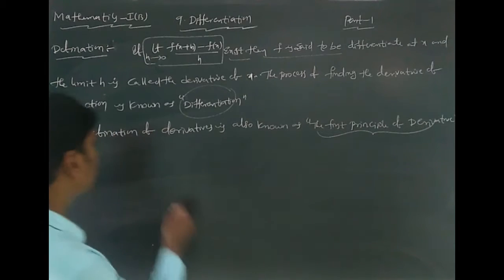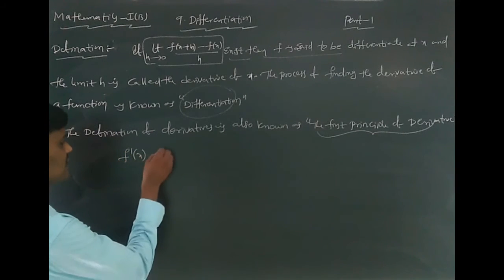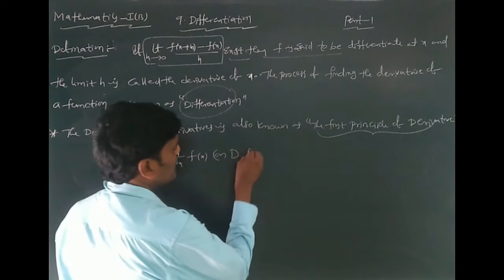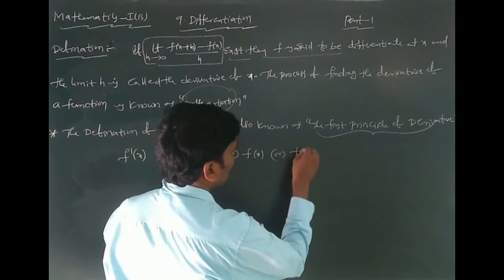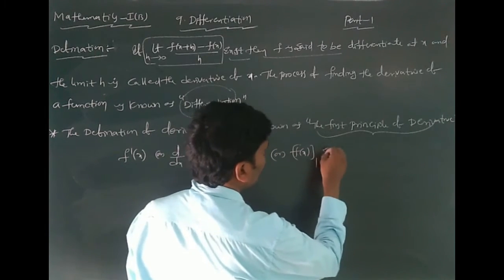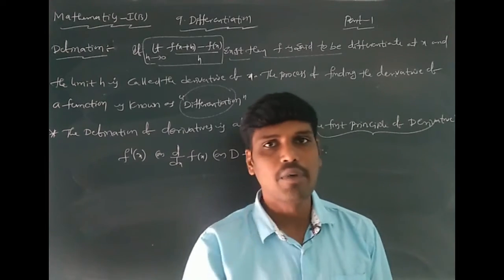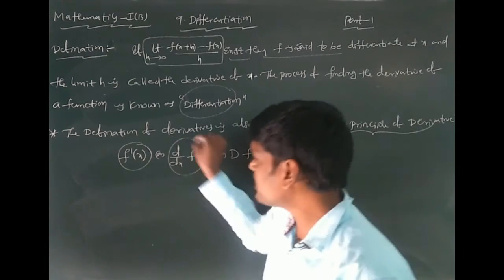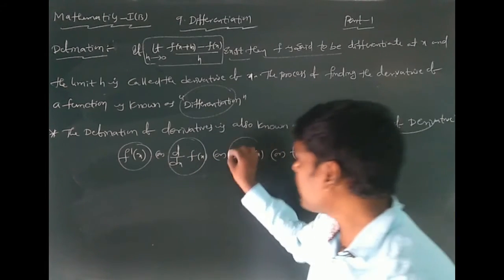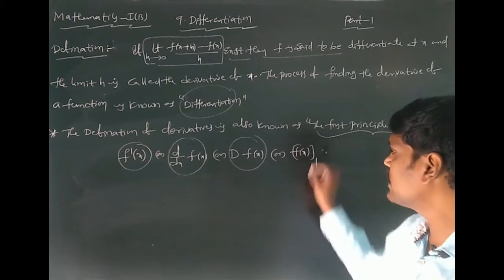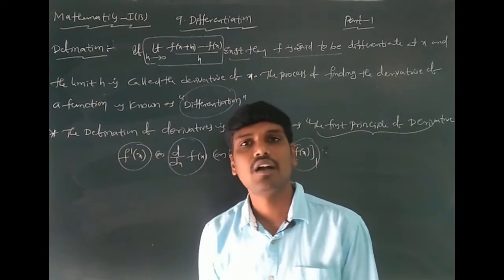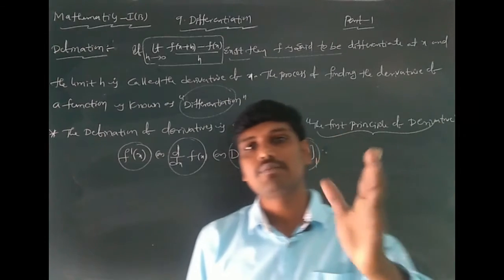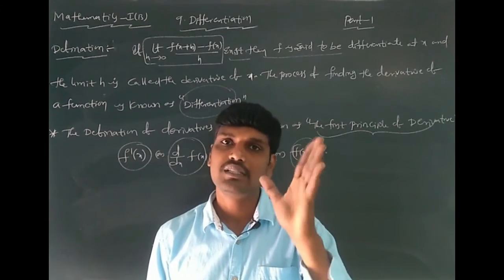The first principle of derivative is denoted by f dash x, or d by dx of f of x, or capital D of f of x, or f of x suffix 1. You can write any one symbol. Each of these is called the first derivative. Among these four symbols, you can use any one; that symbol denotes the derivative.